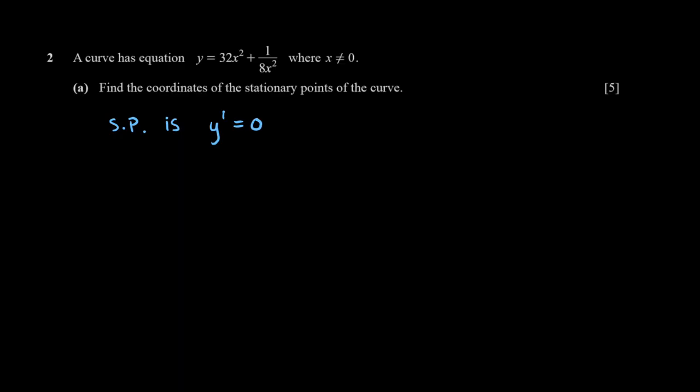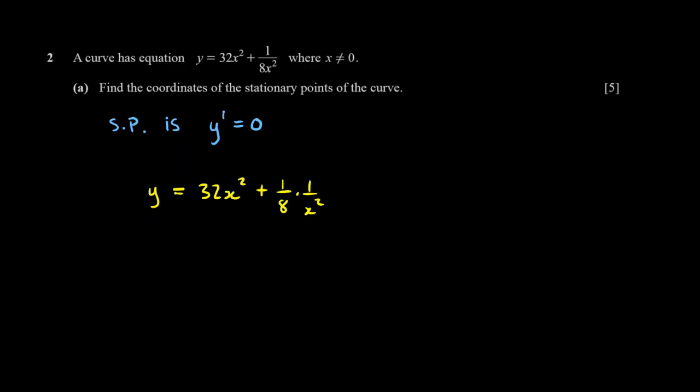So what we need to do is we then need to differentiate this thing, and then set our derivative equal to 0. So how are we going to differentiate? Well, first thing, we need to write everything in indices form. Now, I'm going to do that nice and carefully. So we're going to have y is equal to 32x squared. Now, I'm going to split this up a little bit. I'm going to write this as 1 upon 8 times by 1 upon x squared. So I hope that you can see that this thing that I've written is actually the same thing as that.